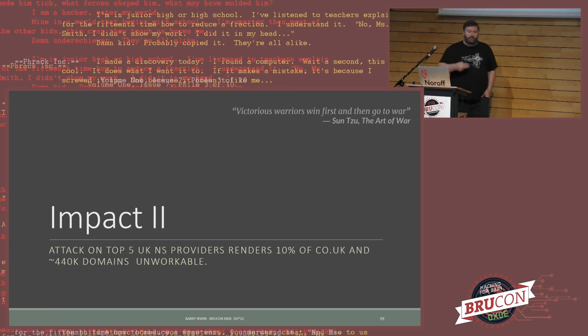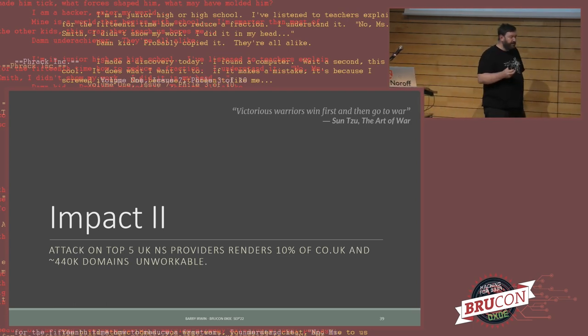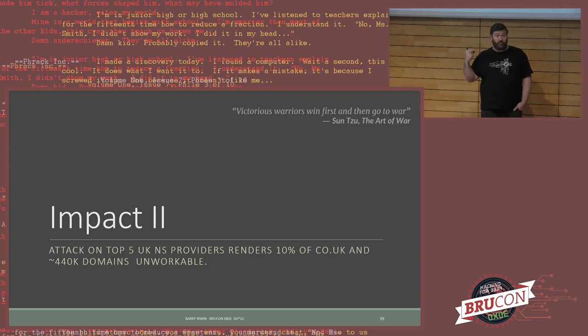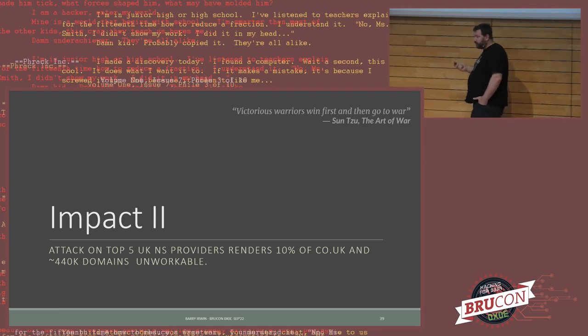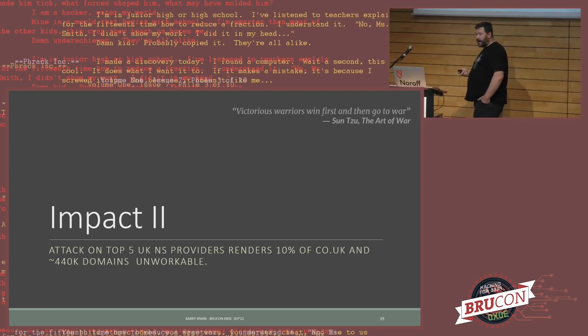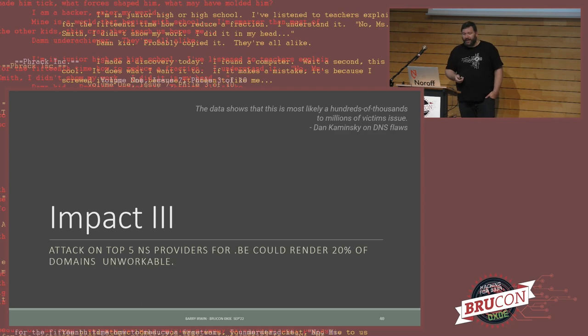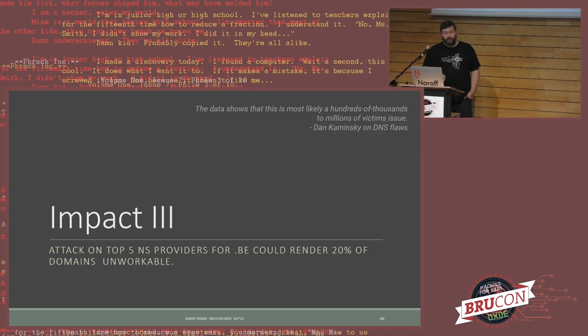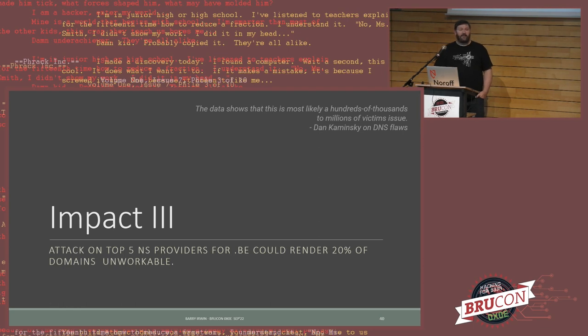I'm not going to protect the potentially vulnerable. What are the domains that fall into this category? Again, it's not difficult to go about determining, but build your own scraper. Impact number three, an attack on the top five providers for Belgium can render 20% of the domains unreachable.